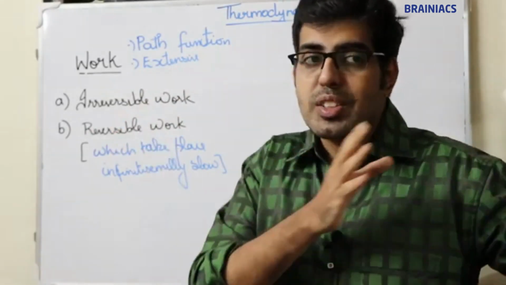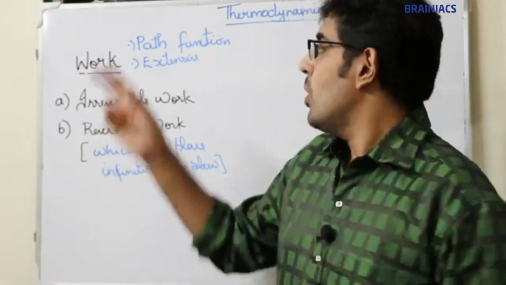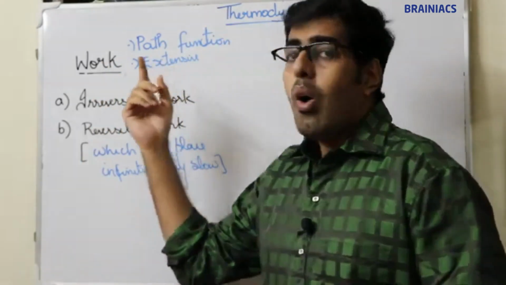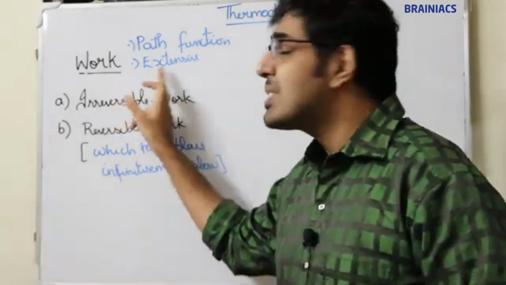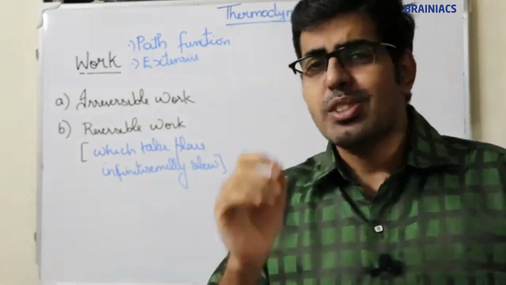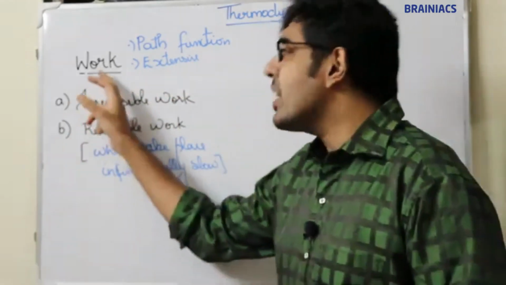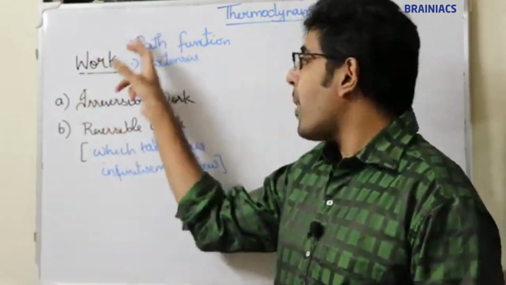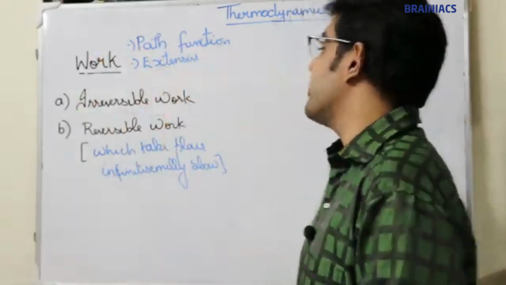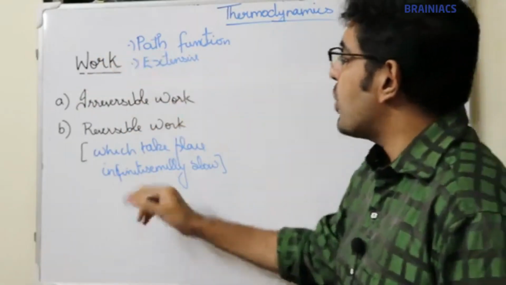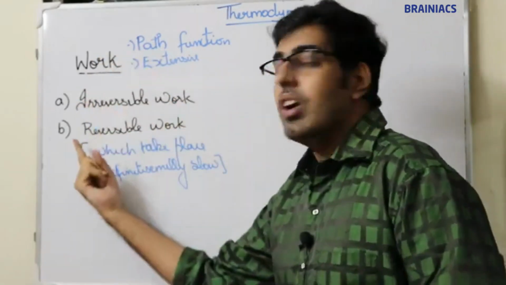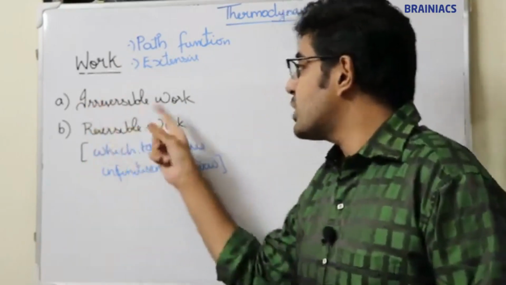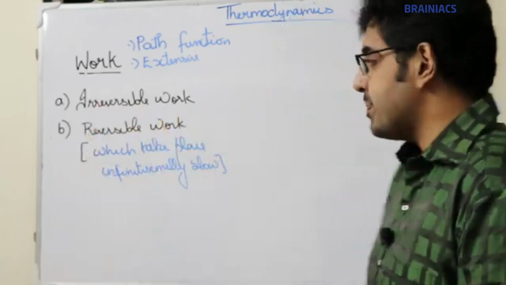This topic is already discussed in our introductory part. So work is a path function. And all forms of energies are extensive in nature. Since work is a form of energy, work is an extensive property. So work is a path function and an extensive property. Work can be classified into two types, irreversible work and reversible work.